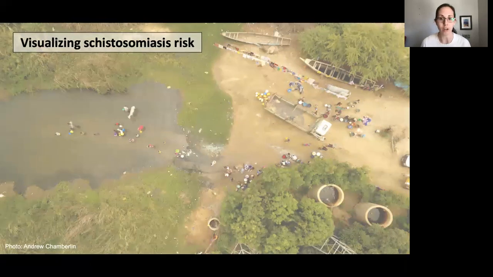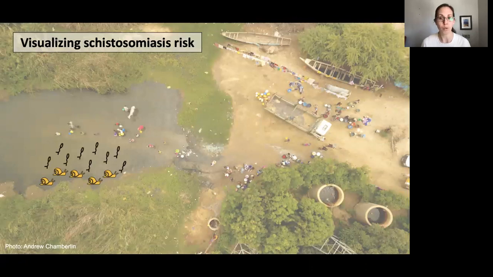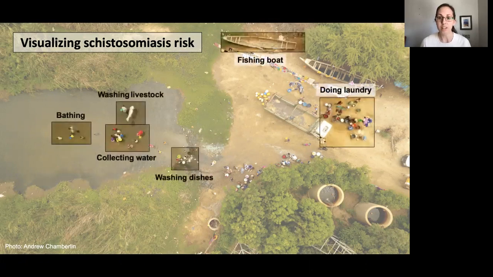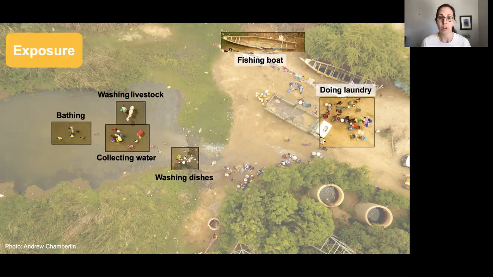can visualize different components of schistosomiasis risk. The parasites are transmitted by aquatic snails, which release larvae into the water, and those larvae can infect people by burrowing into their skin. So activities like bathing or washing livestock may put people in contact with parasites. We call this exposure. By itself, water contact isn't harmful. It's water contact in the presence of snails shedding parasites into the water that matters.